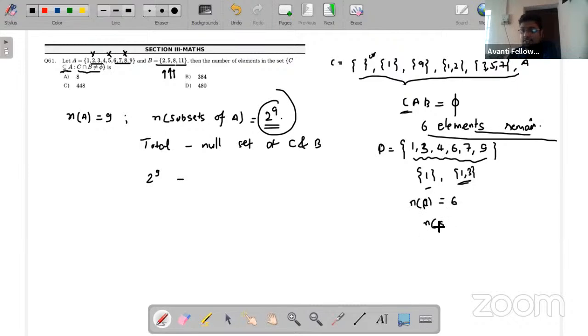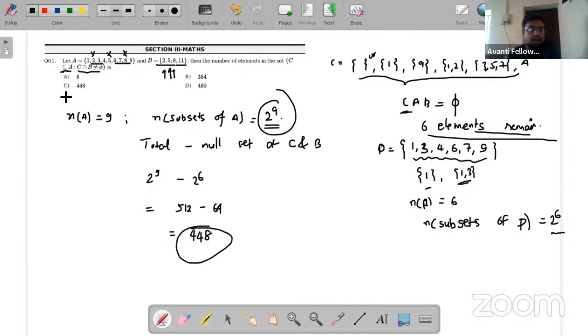So number of subsets of P will be what? 2 to the power 6. So I'll remove these number of sets from the total answer. So this will be my final answer. So we can calculate 2 to the power 9 is 512 minus 2 to the power 6 is 64. If you calculate, you will get 512 minus 64, which is 448. 448 would be my answer. Option number C is correct.